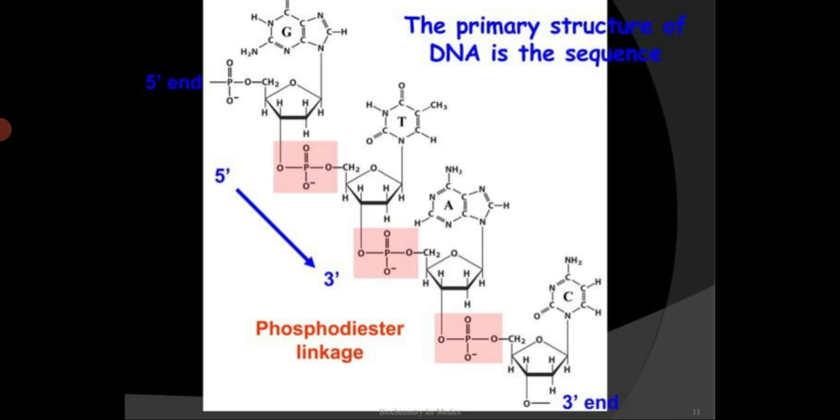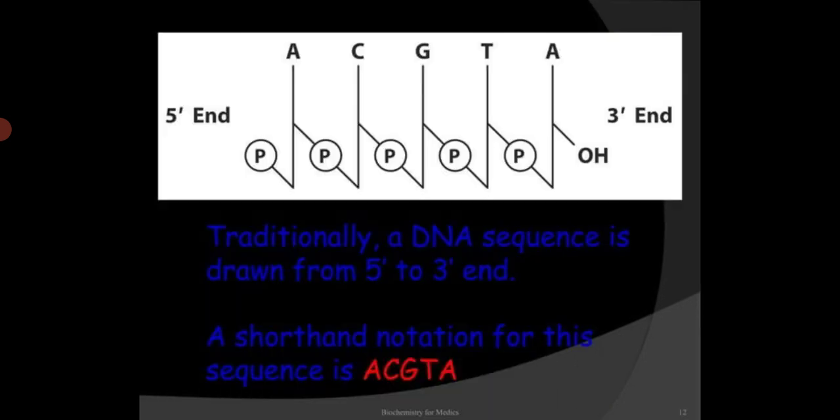Another complementary strand is there, and this complementary strand is bound with this strand with the help of hydrogen bonds. And traditionally the DNA sequence is written from the 5 prime to the 3 prime end. This strand can be written as ACGTA.